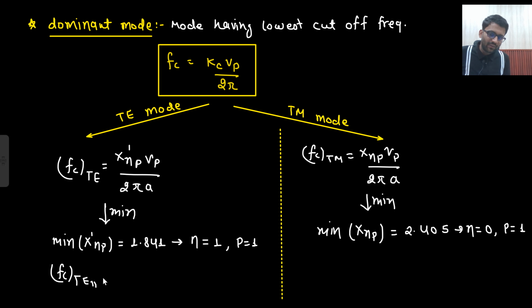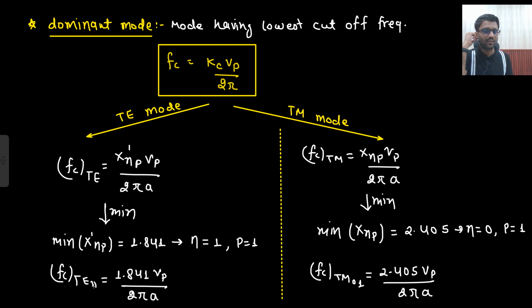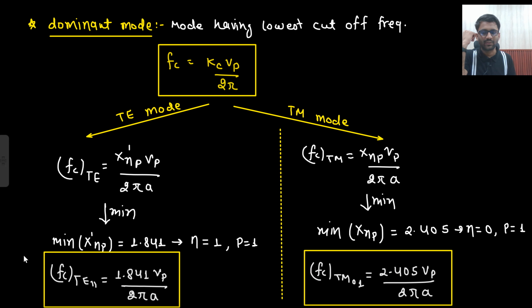So here your FC for TE11, with X dash NP, is 1.841 Vp divided by 2 pi a. And here your FC for TM01 would be 2.405 Vp divided by 2 pi a. Which value is smaller? This value is smaller. That means this is the lowest possible value of cutoff frequency in a circular waveguide.